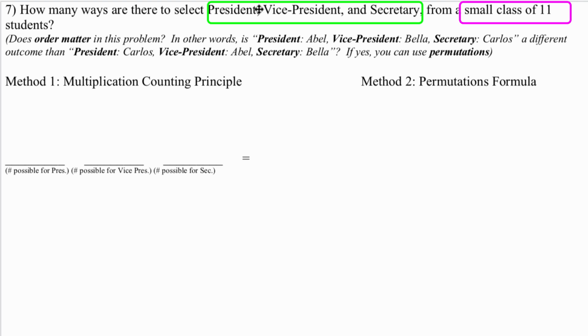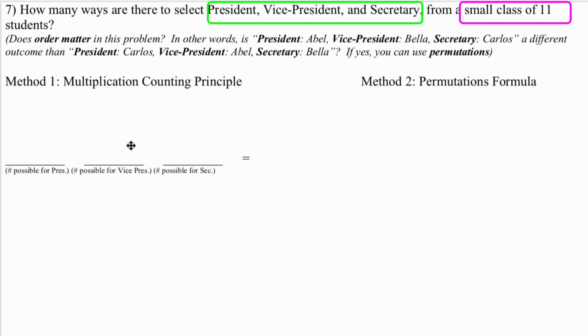So let's say I have a small class of 11 students. I'm picking president, vice president, and secretary. Let's say it's random, it's not voting. First we ask, as a way to distinguish between combinations, which we'll learn later, does order matter? In other words, if Abel is president, vice president is Bella, and secretary is Carlos, is that different than president Carlos, vice president Abel, secretary Bella? If yes, use permutations. In this case, yes, right? A, B, C is different than C, A, B. I should count those separately.